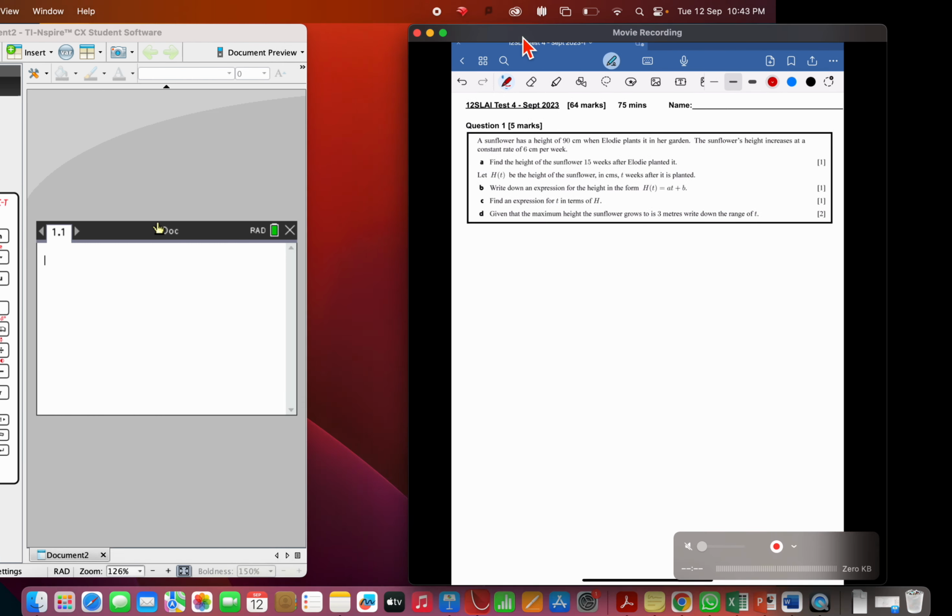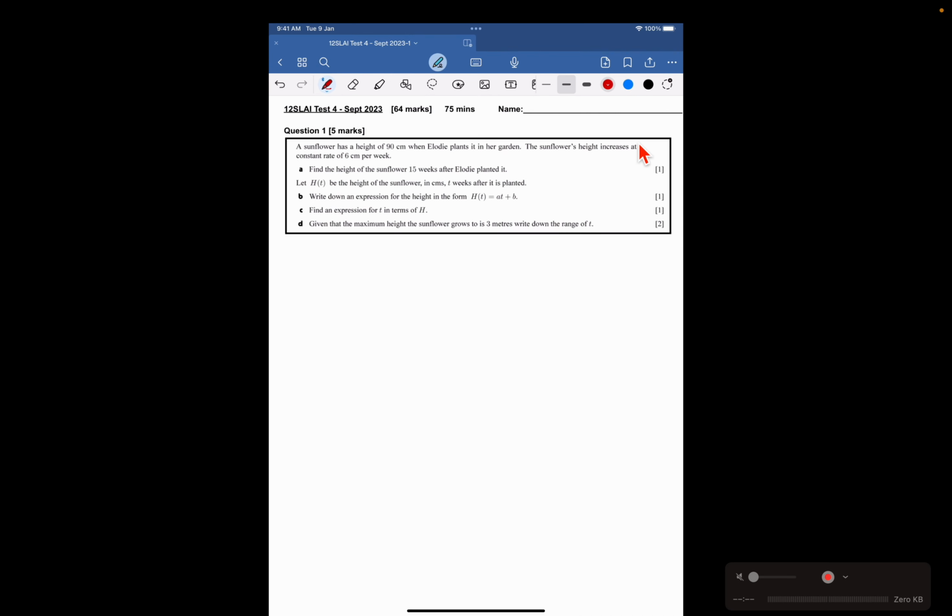Alright, so here's question 1 from the test. It was a question about sunflowers. So let's go ahead and draw our sunflower. Might give us a bit of context, right? There's the ground, and here's our beautiful bright red sunflower. And we're going to put the height on here. I think it says it's 90 centimeters.